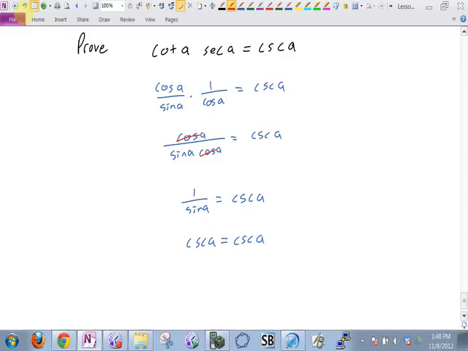Number 7 is somewhat similar to 6. You're going to want to work on the right side. First step, factor out a cosine squared. Where do you do that? And that's basically it. That's the hardest step to number 7.